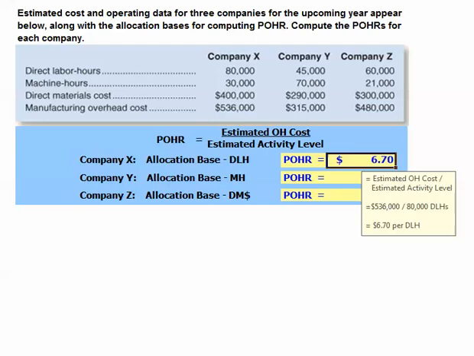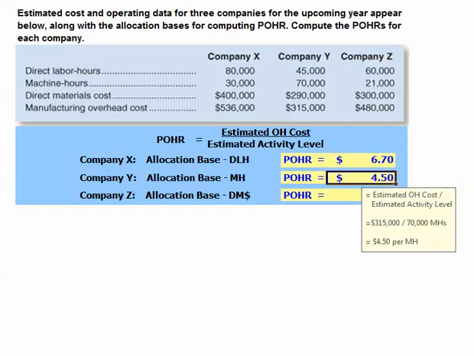overhead rate of $6.70. This is our estimated overhead cost of $536,000 divided by our estimated 80,000 direct labor hours. Company Y allocates overhead on the basis of machine hours and will have an overhead rate of $4.50 per machine hour, which is calculated by taking our $315,000 in estimated overhead cost divided by the 70,000 in estimated machine hours.